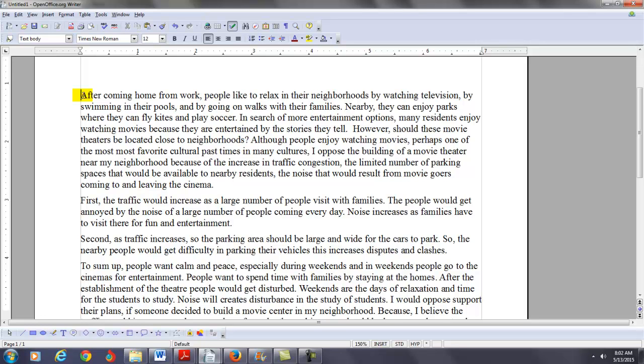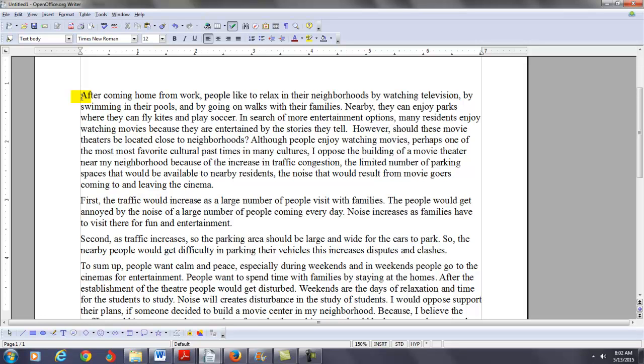In the beginning of my introduction, I just talked about neighborhoods generally and what people like to do when they go home. And then I made the transition to in search of more entertainment options and so on, right? So let's take a look at what we've done. So although after coming home from work, people like to relax in their neighborhoods by watching television, by swimming in their pools, and by going on walks with their families. Nearby, they can enjoy parks where they can fly kites and play soccer.